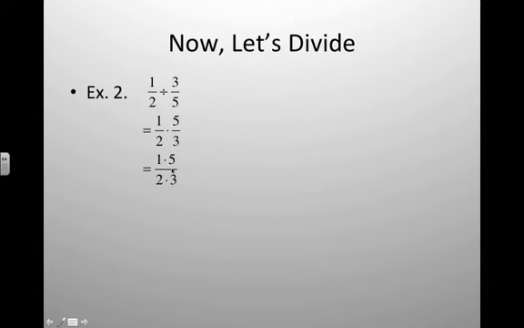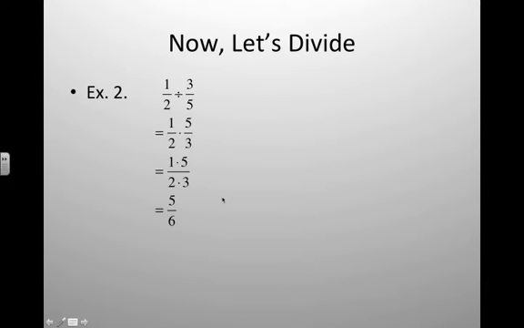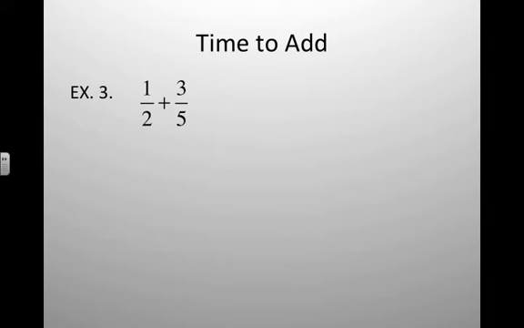So we're going to do 1 times 5 over 2 times 3, and that's going to give us 5/6. Again, no need to simplify this any further. It can't be reduced. So let's move on to addition. Now remember, we waited on addition and subtraction till now because they require a common denominator.